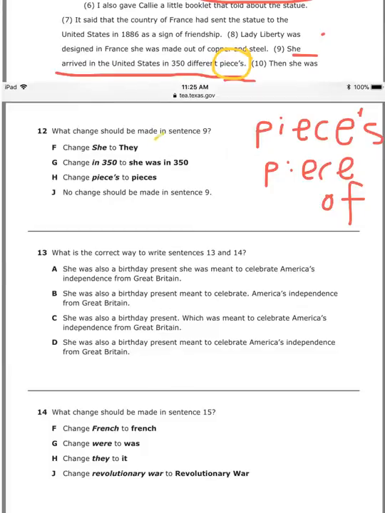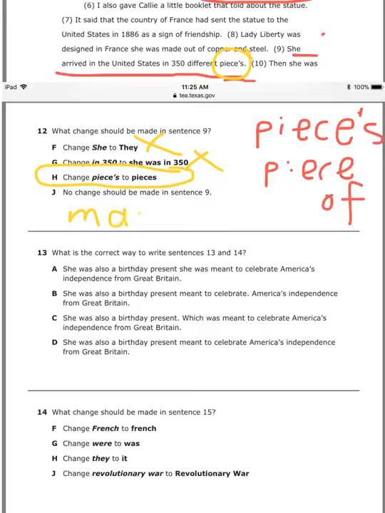No, because it's just one Lady Liberty. Change "in 350" to "she was in 350"? No, because then you are adding, you're repeating she. She arrived in the United States. She was in 350. You are adding and you're making it worse. Change "pieces" to "pieces," like the plural. Yes, this is my correct answer.